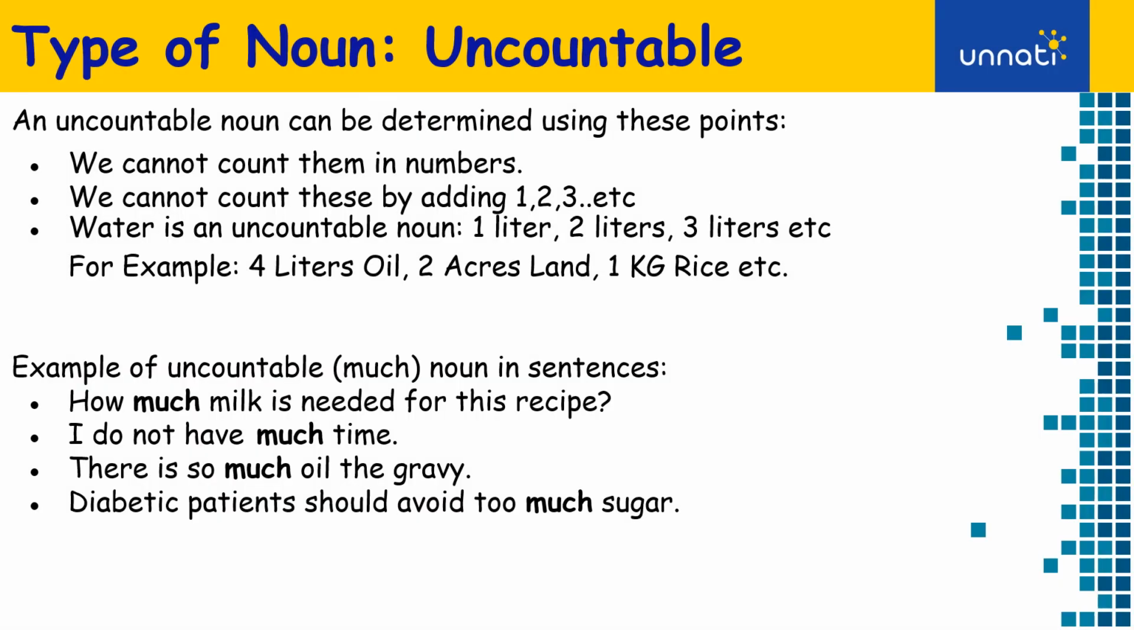On the other hand, when we talk of uncountable nouns, we are talking of nouns that cannot really be counted. For example, water, oil, they cannot be counted in numbers. The only way we could probably count them is by adding a unit of measurement to it. For example, 4 liters of oil, 2 liters of water, 1 kg of rice. But if we do not add these units of measurement, they cannot be counted. So these are uncountable nouns.